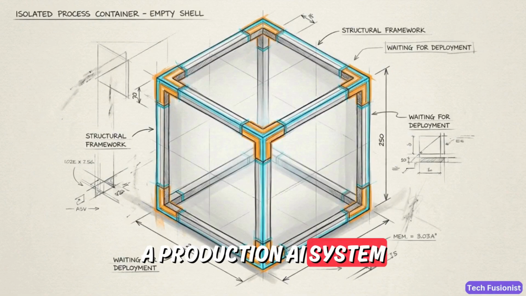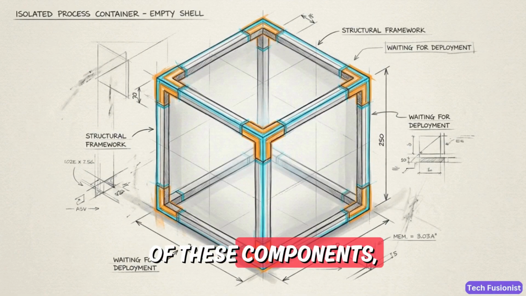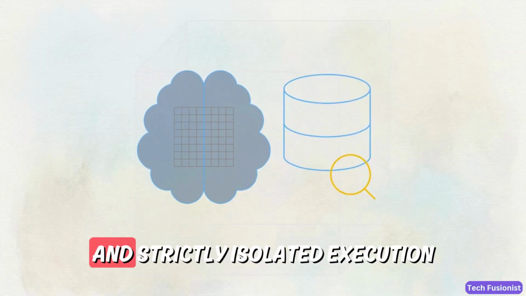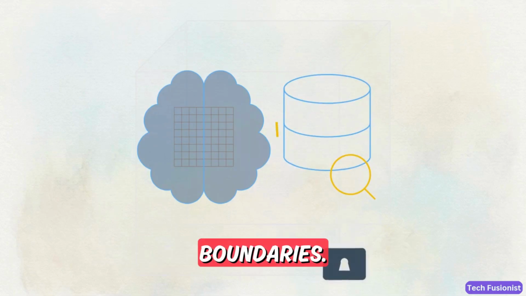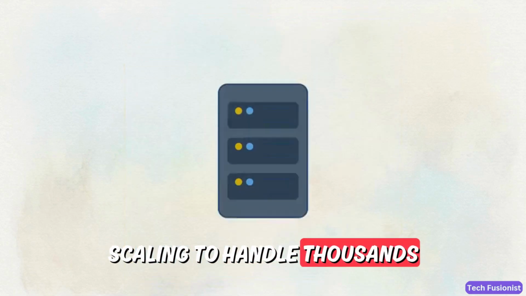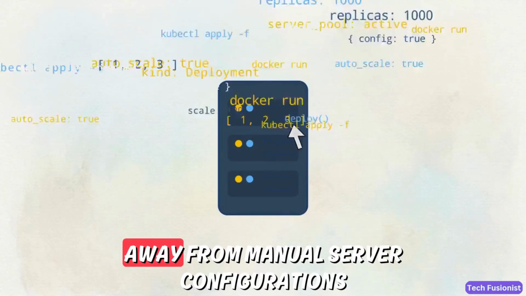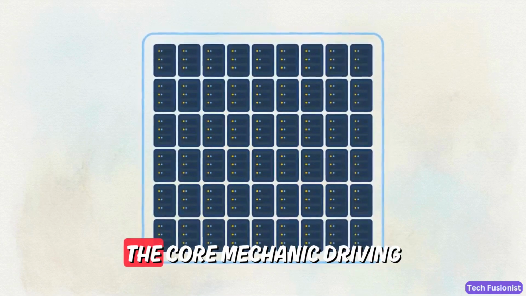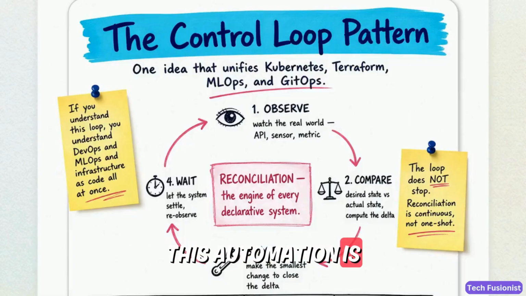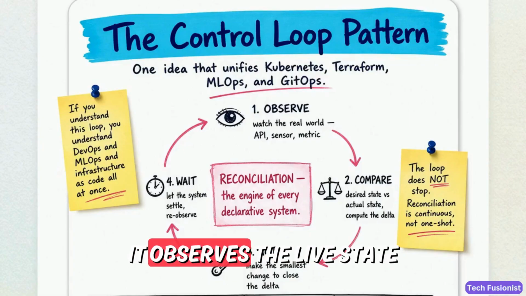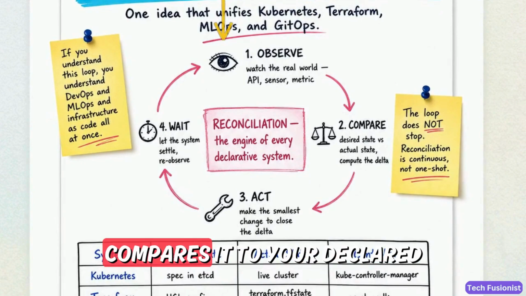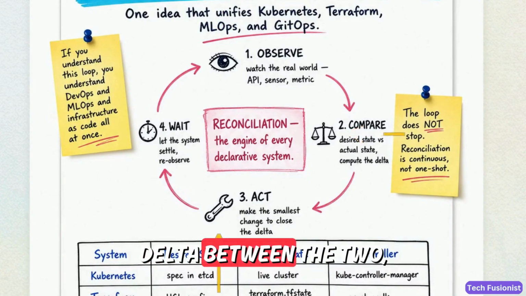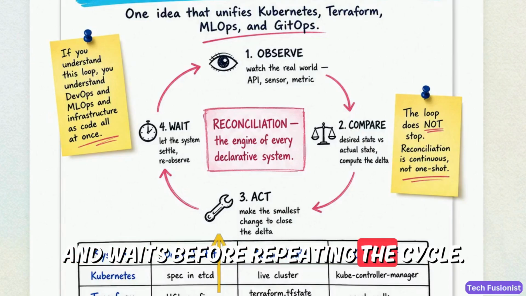A production AI system is just the orchestration of these components: an autoregressive reasoning core, external data retrieval, and strictly isolated execution boundaries. Scaling to handle thousands of requests requires moving away from manual server configurations to automated infrastructure. The core mechanic driving this automation is the control loop. It observes the live state of the real world, compares it to your declared desired state, acts to close any delta between the two, and waits before repeating the cycle.